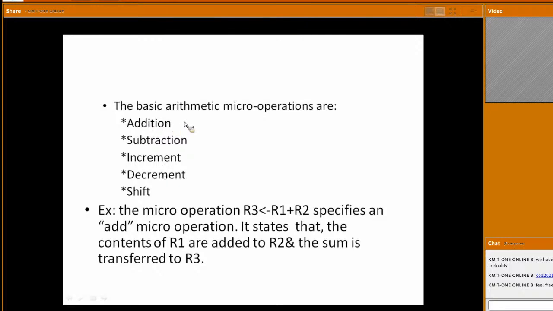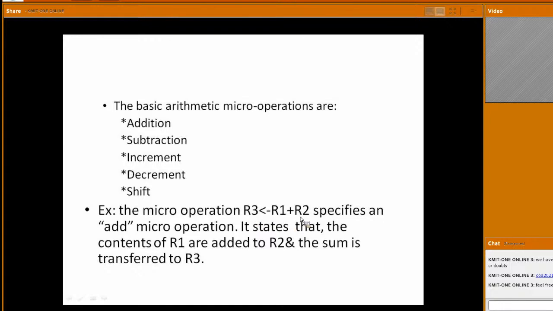First we'll see the addition operation, next subtraction, and then the remaining operations. How do you specify this addition, subtraction, and so on? Whatever the basic arithmetic micro operations we have, how do we specify them? Let us consider an example. If I have an instruction something like R3 ← R1 + R2.